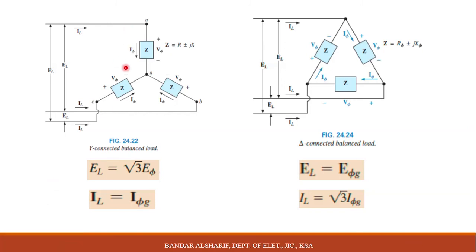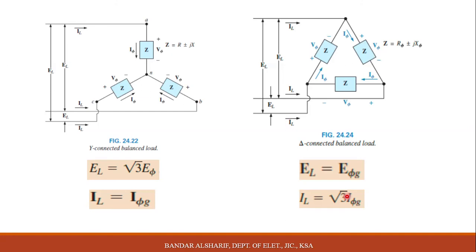Here as a review from last lecture, we have a voltage line and voltage phase for Y connection, and similar for the current, there is current line and current phase. We know from the last lecture that voltage line equals root 3 multiplied by voltage phase, and I line equals I phase in Y connection. For delta connection, it is the opposite. Voltage line equals voltage phase, but I line equals root 3 I phase.